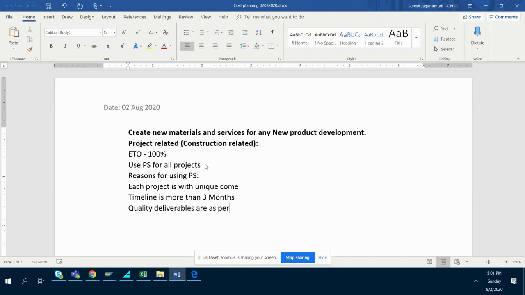As per specifications are nothing but design, isn't it? Whatever you design it. Now, why is it so? For that reason only, you have to always go with project systems, no other way.